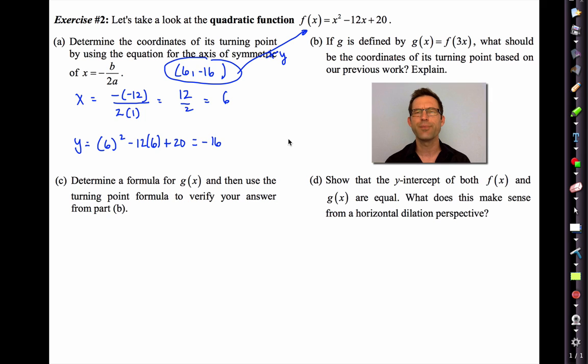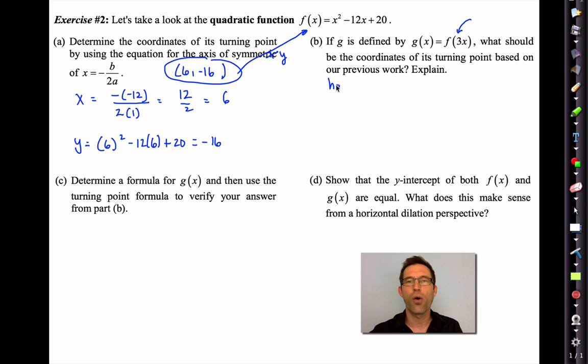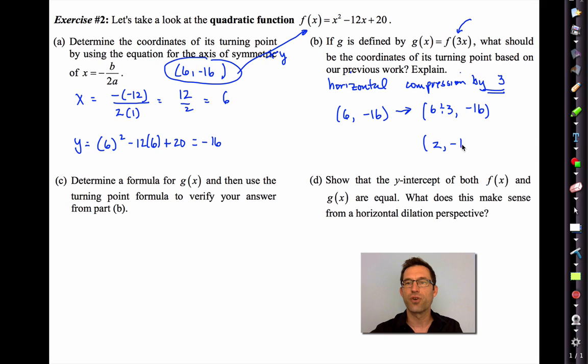Explain. All right. Well, since we're multiplying x by 3, this should be a horizontal compression by 3. Now that means that the point 6 comma negative 16 will go to the point 6 divided by 3, negative 16. So we should have a new turning point at 2 comma negative 16. The y-coordinate won't change. Remember that last exercise with the absolute values, that y-coordinate of the turning point didn't change, but the x-coordinate kept doing it.